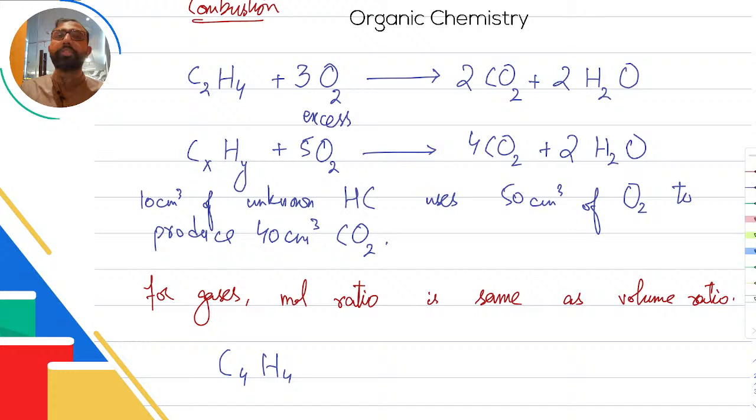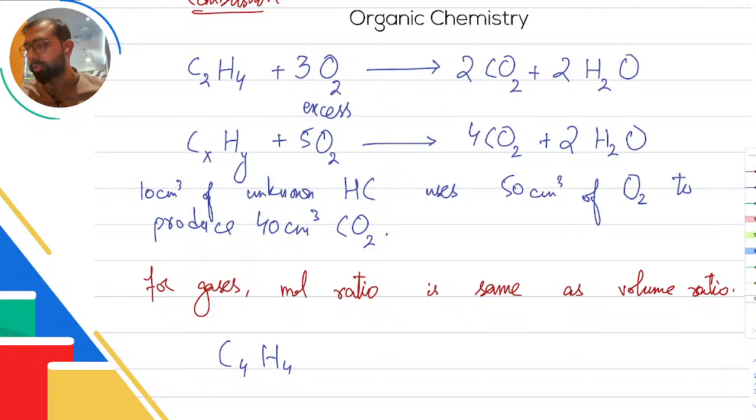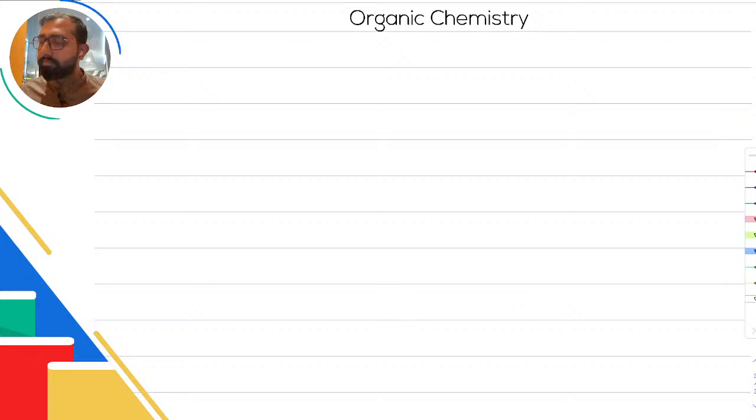Okay, so that's combustion. Now, what about when you burn things that already have oxygen in them, like alcohols? How do you balance those equations? So for that, let's take an example. Let's say I'm burning propanol. So C3H7OH, that's propanol. What am I doing?